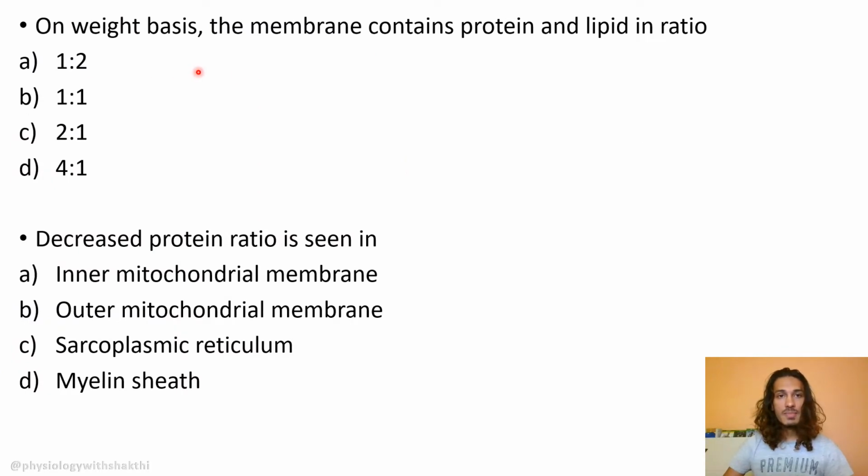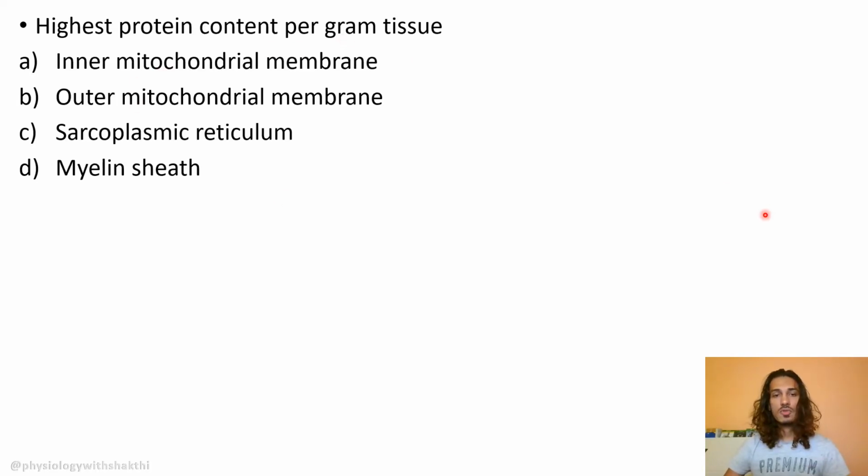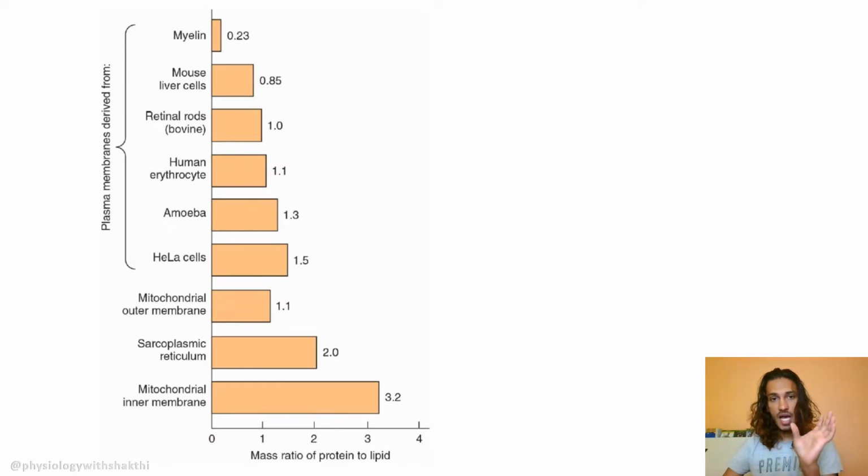So the next question is: on a weight basis, the membrane contains protein and lipid in what ratio, or which has the highest protein content. These questions deal with the protein to lipid ratio. This is a diagram from Harper's Biochemistry textbook. What you can see is the mass ratio of protein to lipid. For a normal cell, most of the studies were done in the human erythrocyte because it doesn't have a nucleus, so it was easier to study the structure of the membrane. You can take that as a reference.